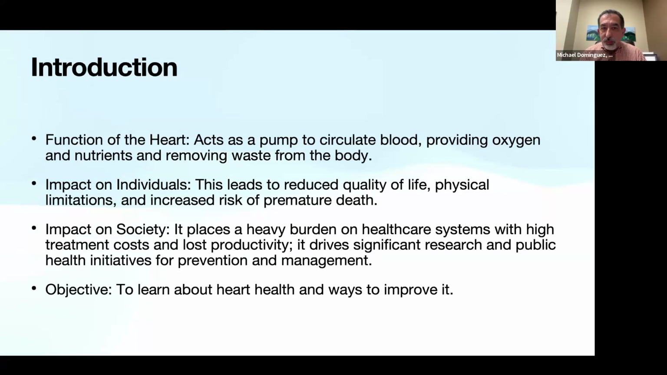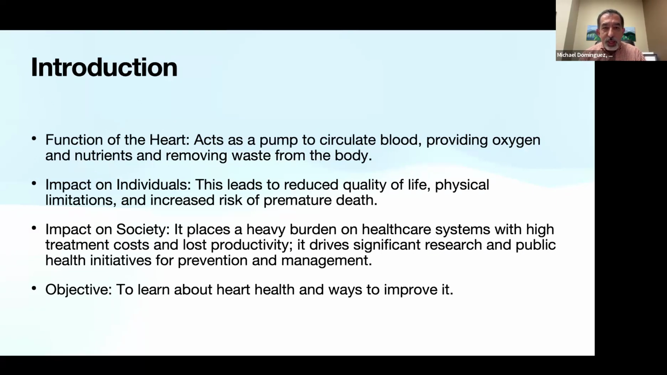So this may be really simple, but the heart acts as the pump to get blood from the veins, loaded up with oxygen and nutrients, send it out to the body, and then repeat the cycle over and over again through our lives.